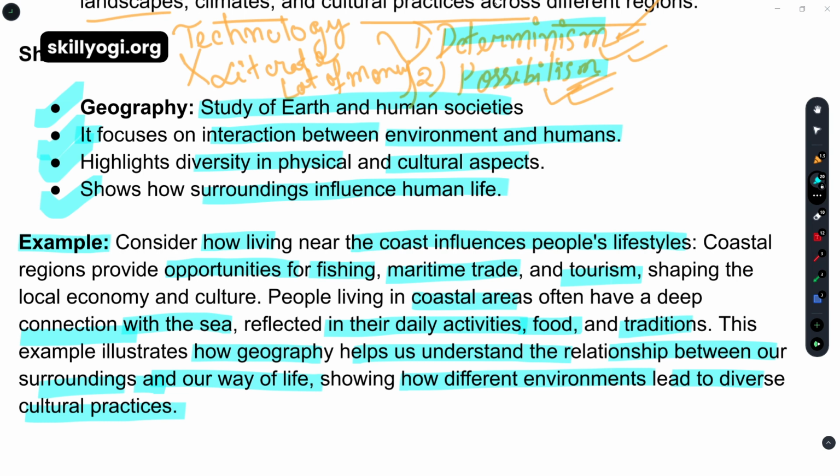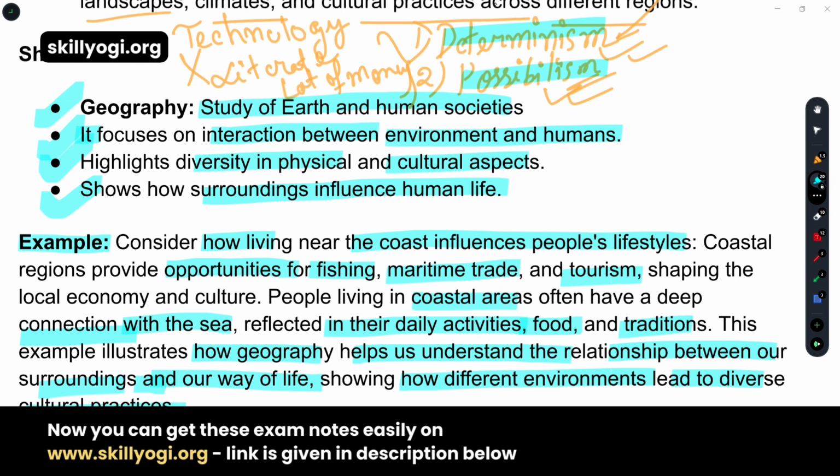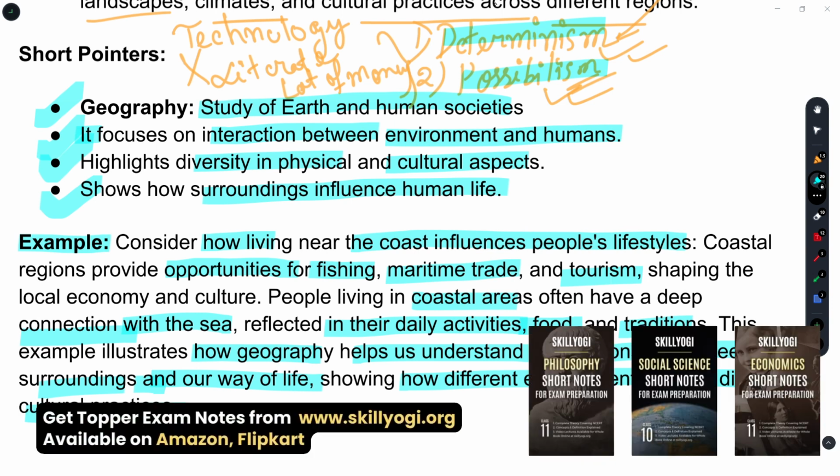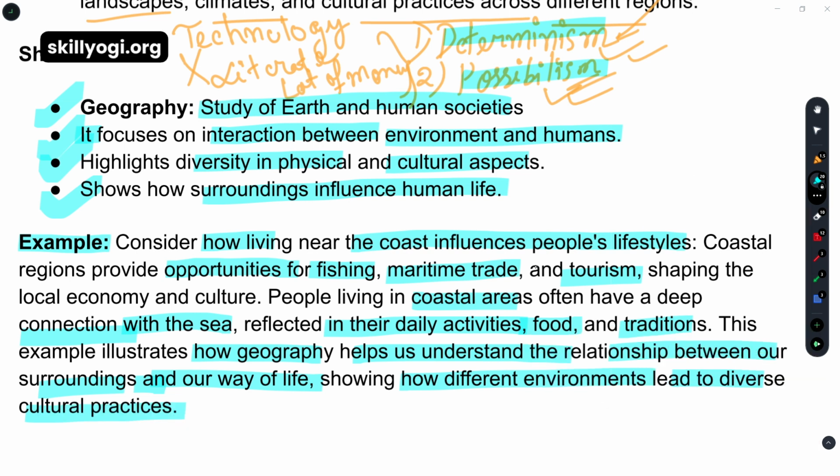So our lifestyle, our changes, and our demands will definitely be as per the surrounding environment of nature. That's why the last line says that geography helps us understand the relationship between our surroundings and our way of life, and shows how different environments lead to diverse cultural practices. According to your nature and environment, you will choose which occupation to do. And that's why the occupations in rural areas and urban or city areas are completely different from each other.